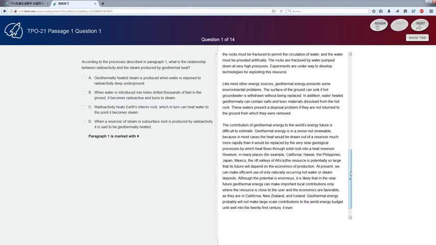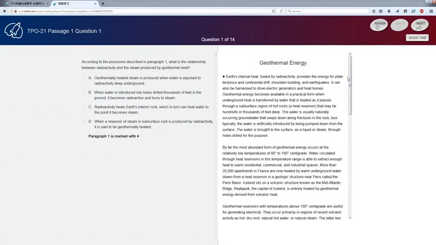So when you're done with this, what you're gaining is a basic idea about what the passage is about. And that's a really good thing. Your brain has now started asking a series of questions that you're going to see during the test, and it has already started tackling them. So let's see what our first question is. According to the processes described in paragraph 1, what is the relationship between radioactivity and the steam produced by geothermal heat?